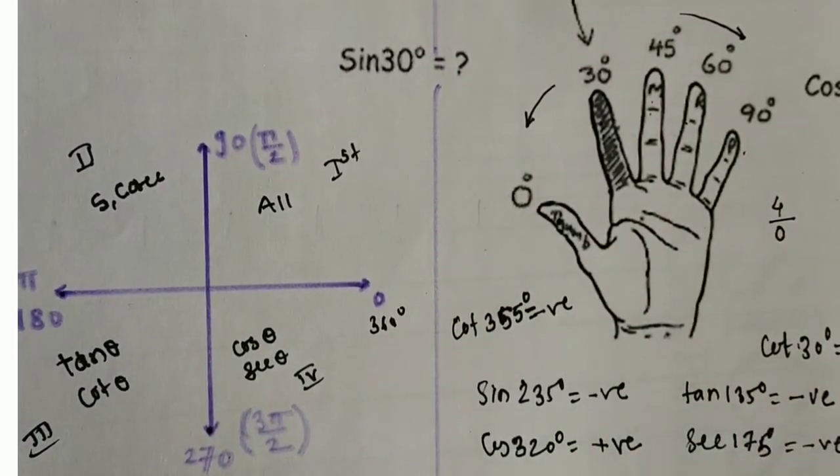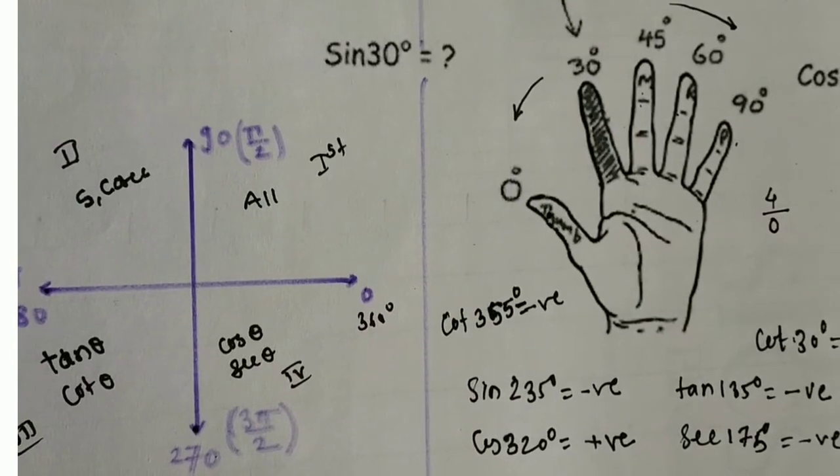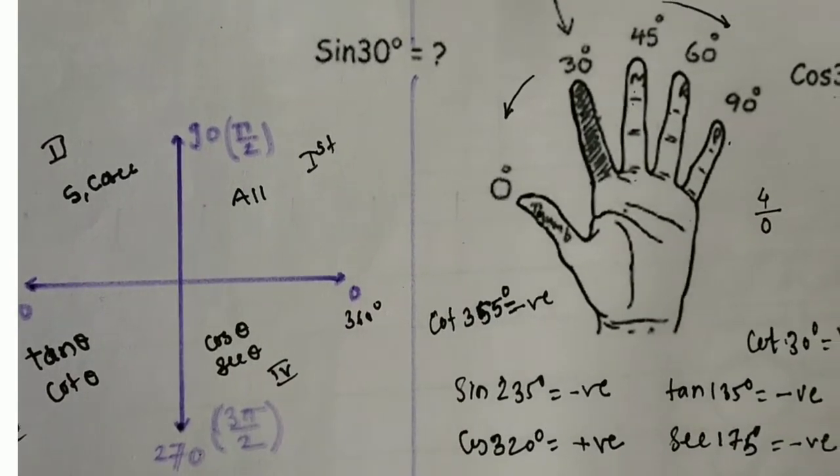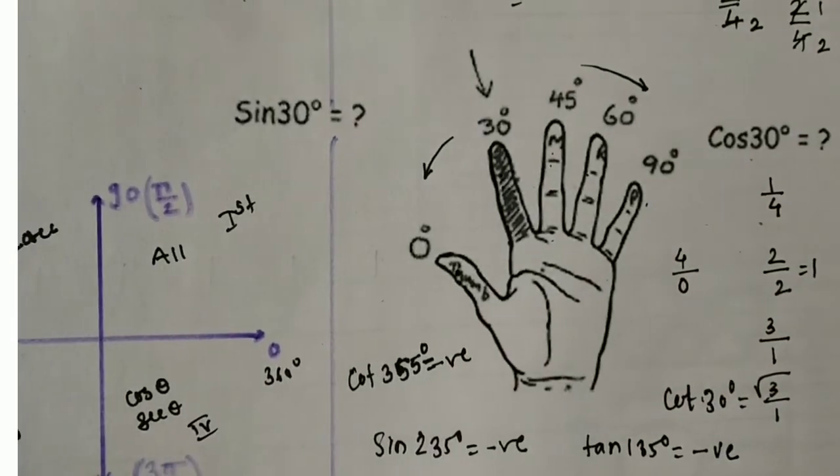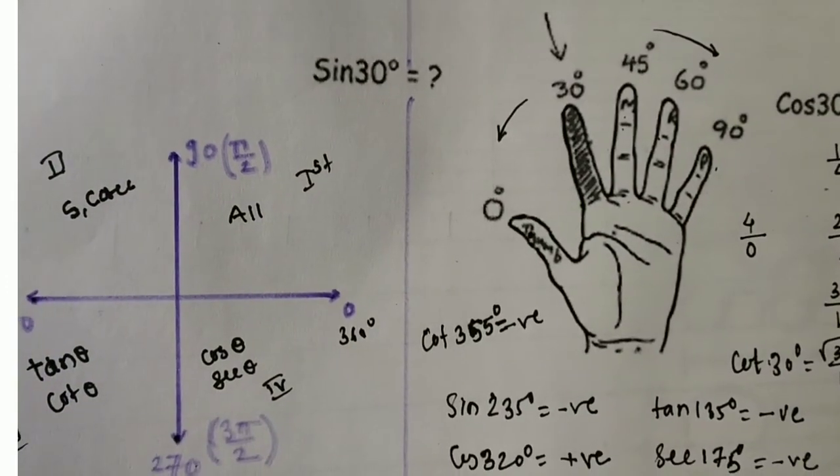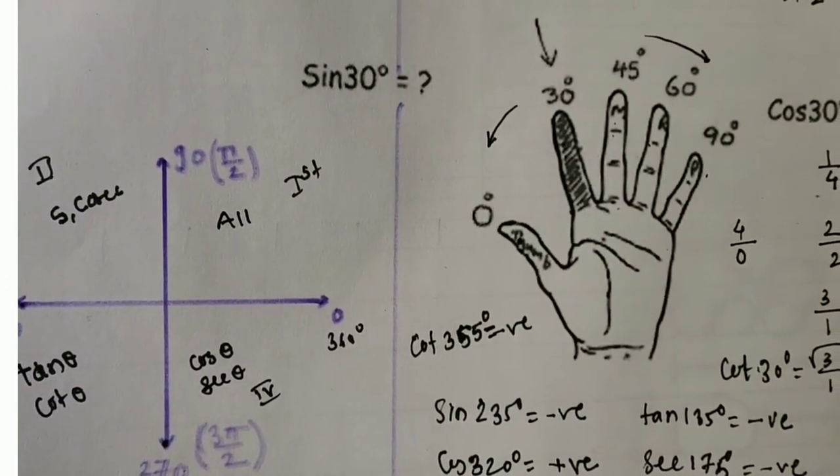Okay, so this is the trick to solve any problems from trigonometry. So remember these trigonometric ratios and trigonometric values and the signs for trigonometry in angles.